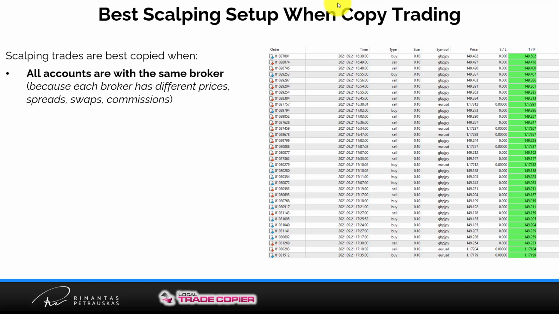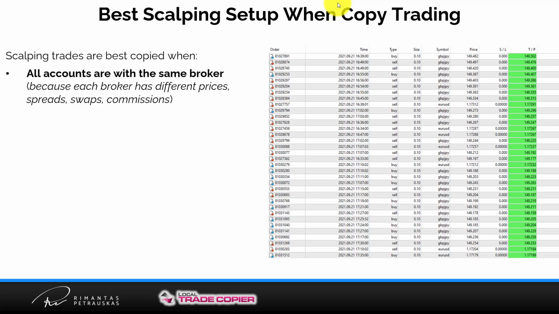If you use different brokers, most of the time they will have different prices, different spreads, different swaps, different commissions, and in most cases all these things will not be in your favor, not in your client's favor. And when your master account hits a take profit, the client account will not make any money, or just end up at break even, or in a loss. A lot of things can happen and nobody can predict what will happen.